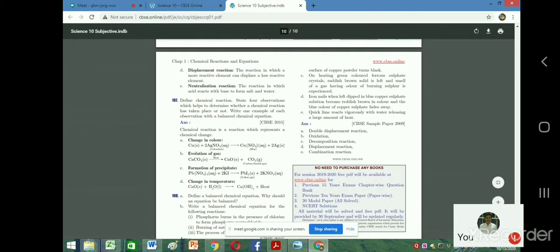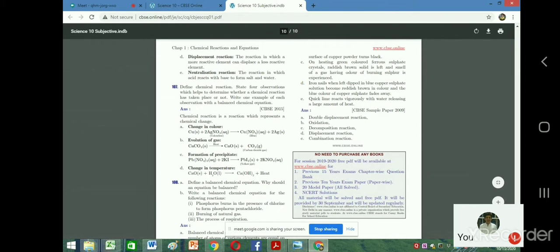Now why should we balance it? The equation should be balanced due to the law of conservation of mass. Remember, on what basis is the chemical equation balanced? See, there are two points here. The first is the law of conservation of mass, that is, the mass of the reactants should be equal to the mass of the products.